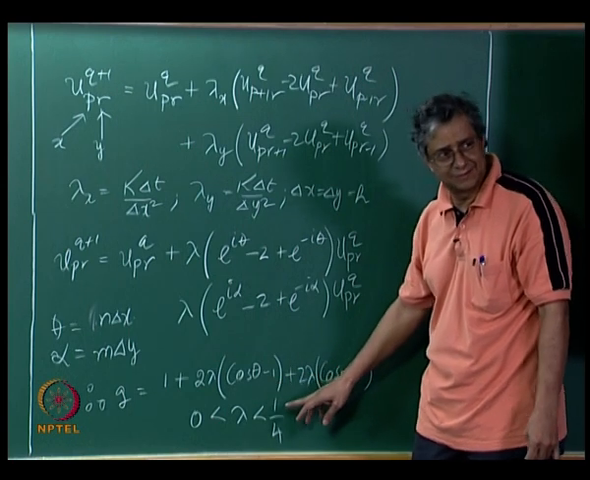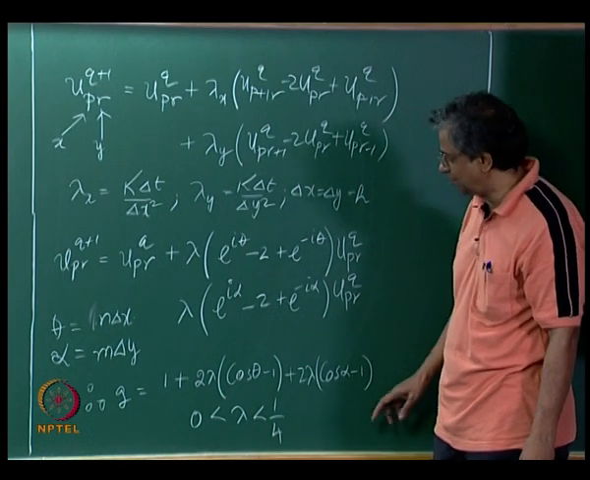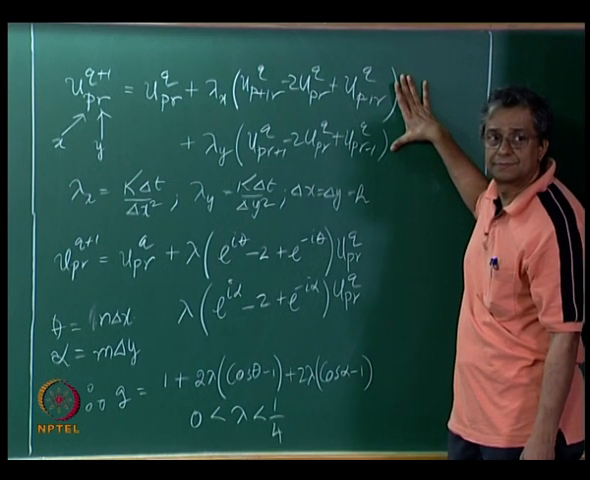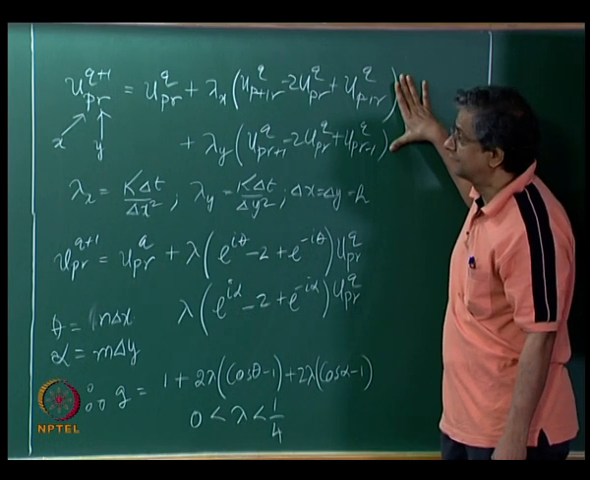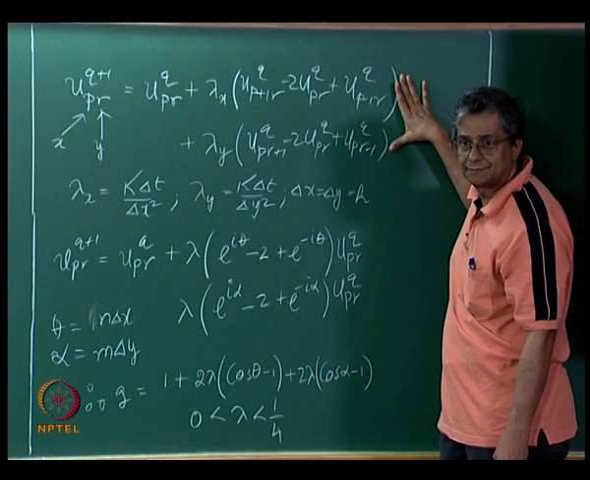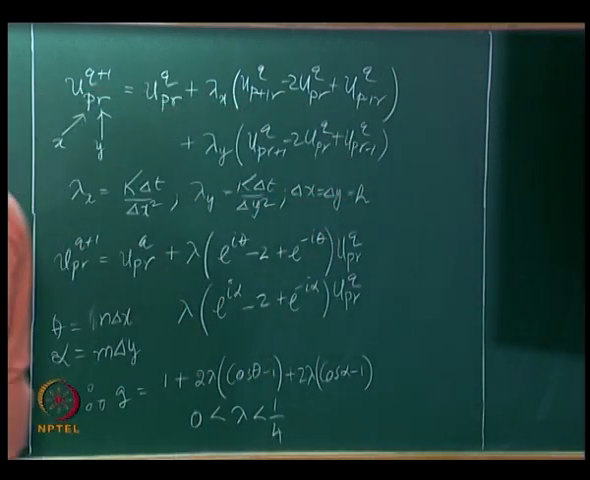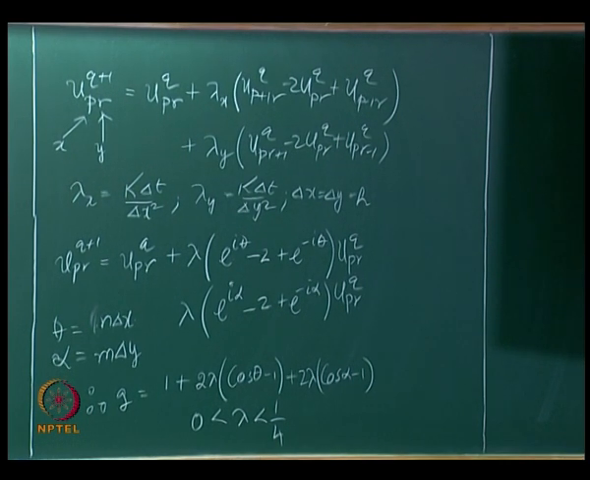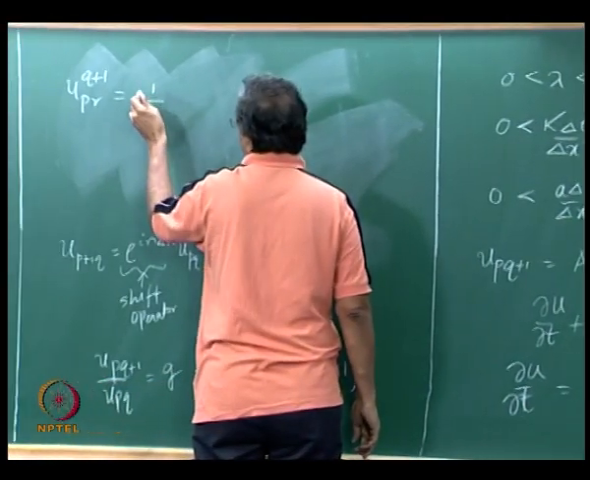When I saw the 1/4, I said okay, let's take an aside and look at lambda equals 1/4. What happens to this equation when lambda is 1/4? When lambda is 1/4, you get a very familiar looking equation.